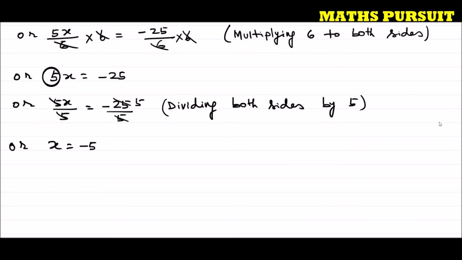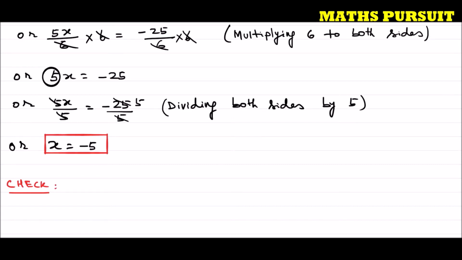That means our answer is, when we solved for the value of x, we got the value of x is minus 5. This is our answer. Now, though the question has not asked us to check, we need to check our answer. Whether this x is equal to minus 5 is correct or not, we need to check our answer. How can we check our answer? Let us do it like this.